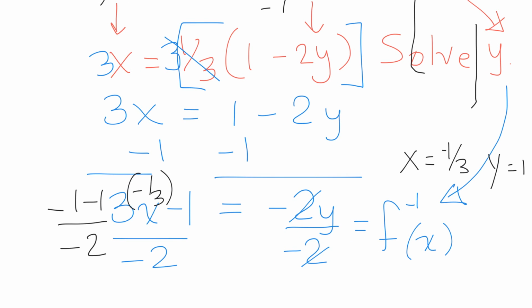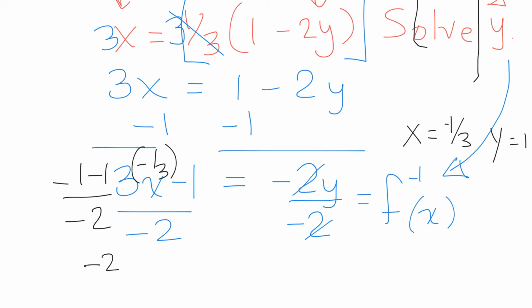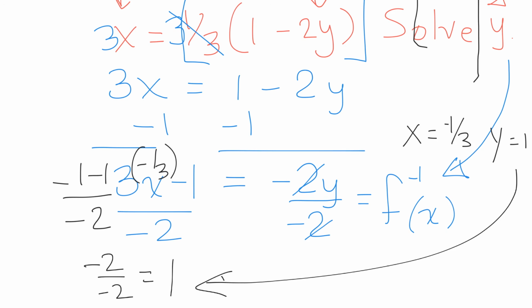And that's going to be negative 2 divided by negative 2, which is 1. So it checks out. Right here we have y equals 1. What we did is we plugged in a 1, we got negative 1/3 for the function, plugged negative 1/3 here, and it gives you 1. So that means the correct answer was right here, (3x minus 1) divided by negative 2, and that is the inverse function for this problem.